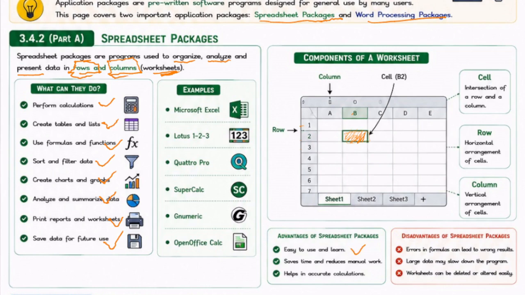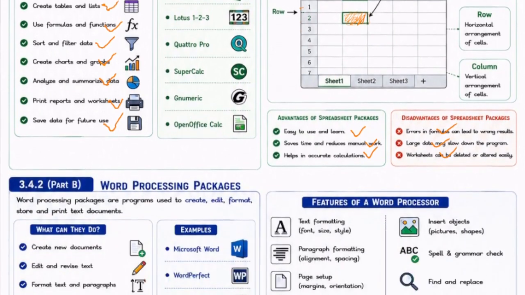Solve time, saves time and reduces manual work, helps in accurate calculations, and reduces errors. Those are the advantages. Now the disadvantages of spreadsheets: errors in formulas can lead to wrong results, large data may slow down the program, and a worksheet can be deleted or altered easily. Those are the disadvantages. Now, word processing packages.